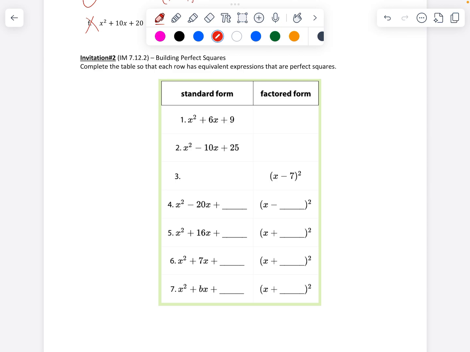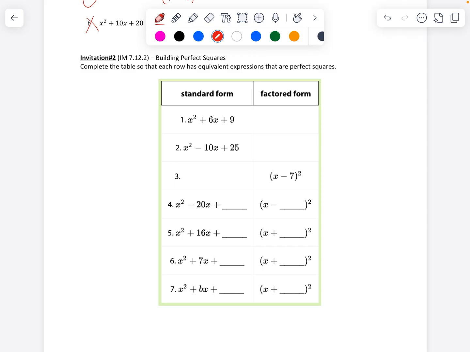Pause the video now and complete invitation number 2. I highly encourage you to try it yourself. Don't just ignore me telling you to pause, but pause and try it yourself. Okay, hopefully you did try it.